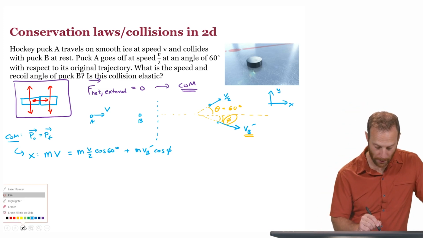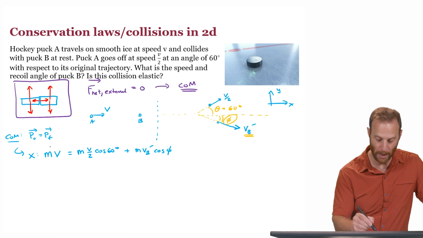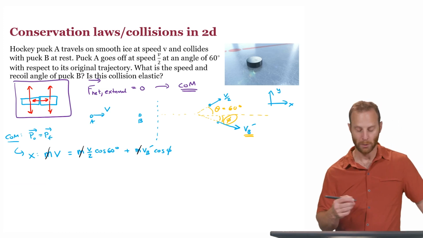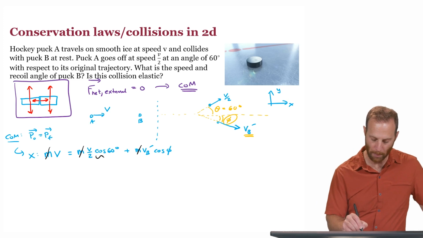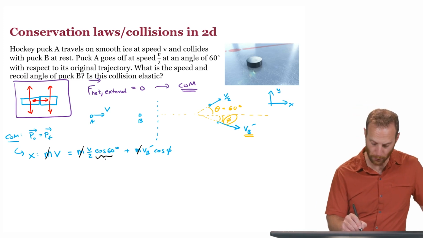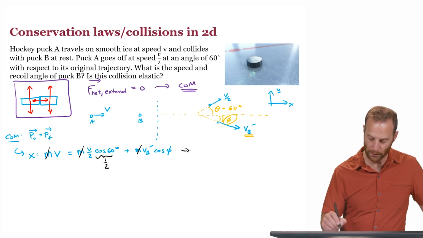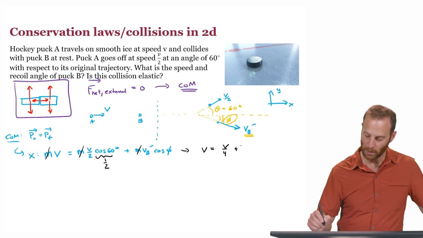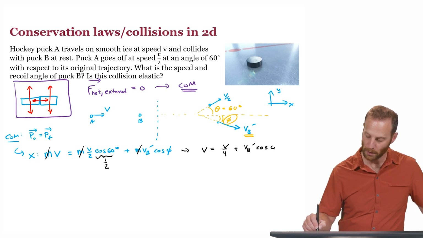Notice that there's an m that appears in all of these terms, and so it actually doesn't matter what the mass of the puck is. So we can clean that up. We can also remember that cosine of 60 degrees is equal to 1/2. And so at this point, we have learned that the initial speed v is equal to v/4 plus vb prime times the cosine of phi.